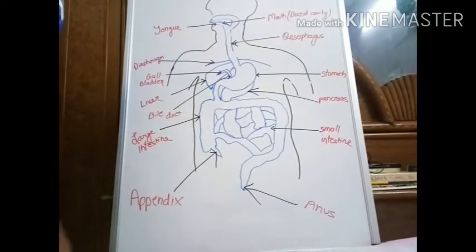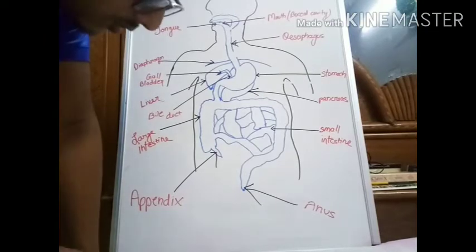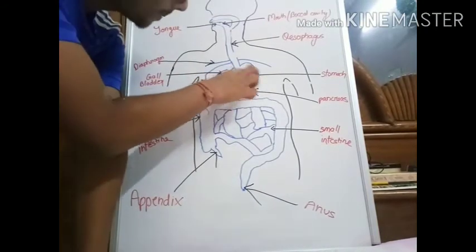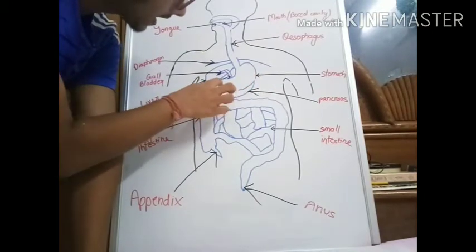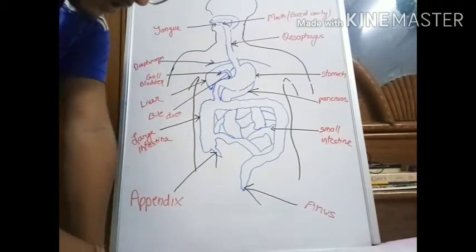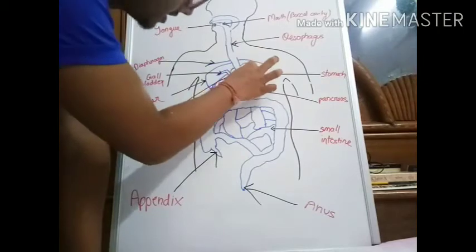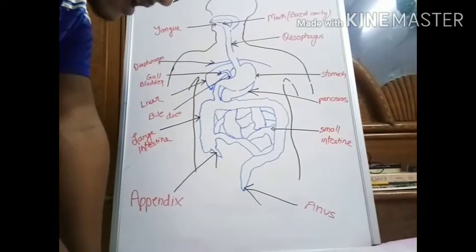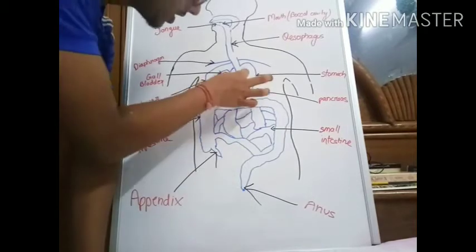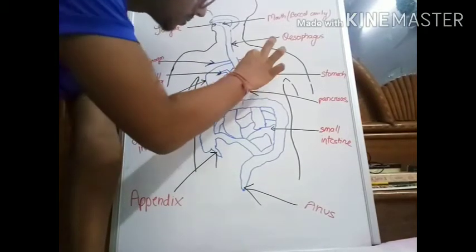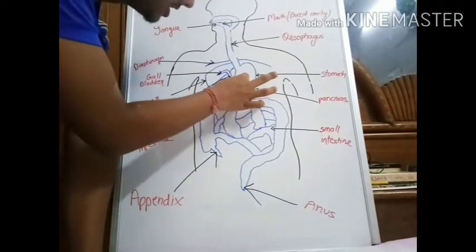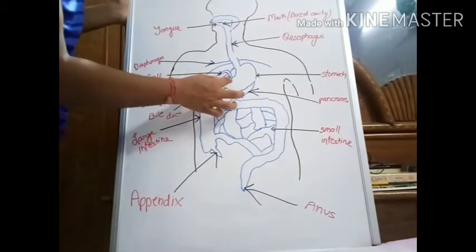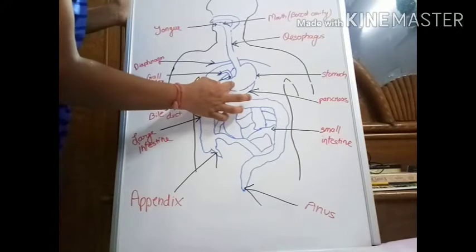Now the food has reached the stomach. The stomach has three parts: the upper part, the middle part, and the lower part. The upper part is known as the fundus. The middle part of the stomach is known as the body, and the third part is known as the pylorus.